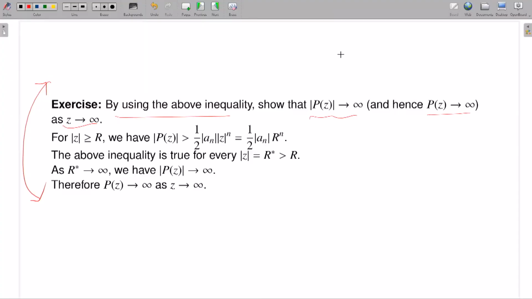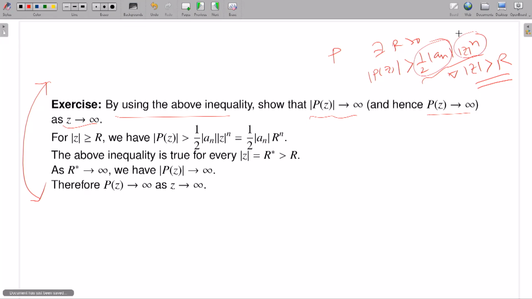So for the lower bound, if I have a polynomial, then there exists an R such that modulus of p(z) is greater than half of modulus of a_n times mod z to the power n, and this is true for all mod z greater than R. Now you see, this is greater than this one. Now if I take mod z approaching infinity, then this is a fixed number, half of mod a_n, because it's a polynomial of degree n.